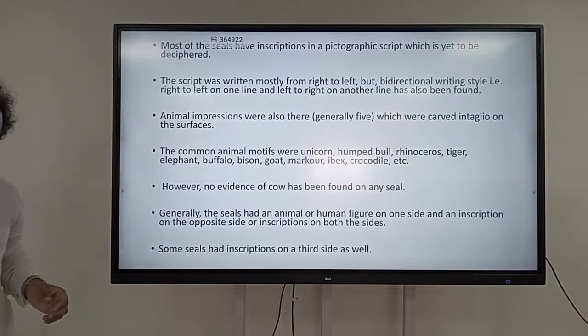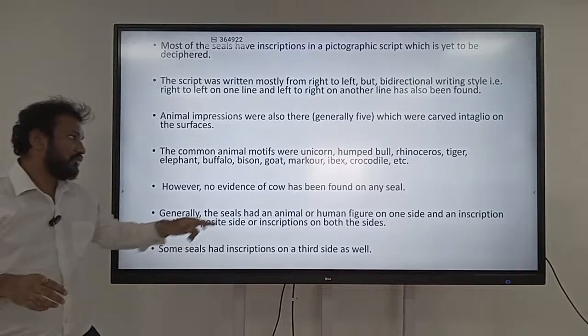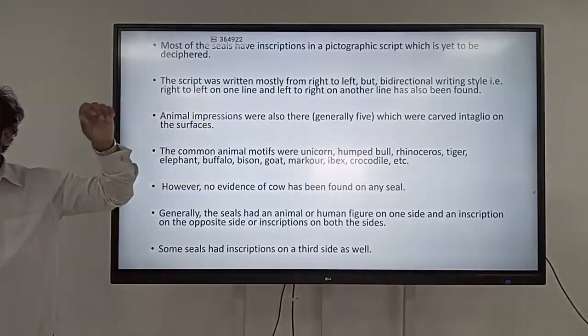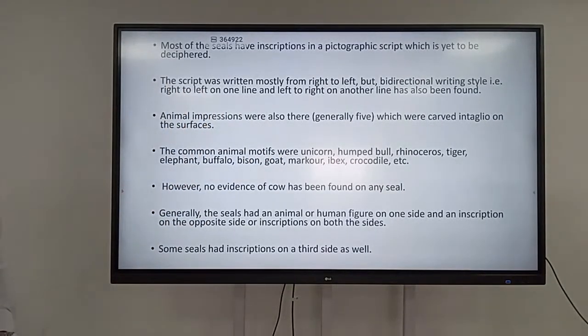But what we need to remember is the unicorn. The unicorn is the animal found on the majority of the seals. And the cow is an animal which is not at all found on the seals of the Harappans. That means the cow is also unknown to the IBC people. Iron is also unknown to the IBC people. You are understanding, right?